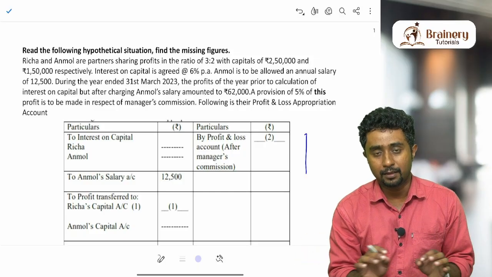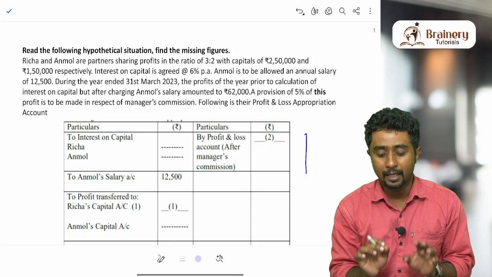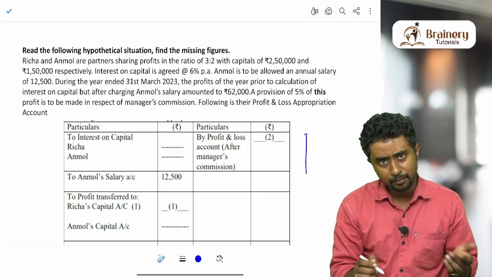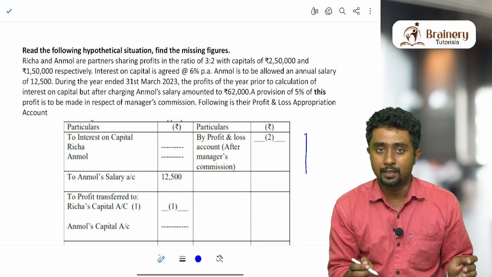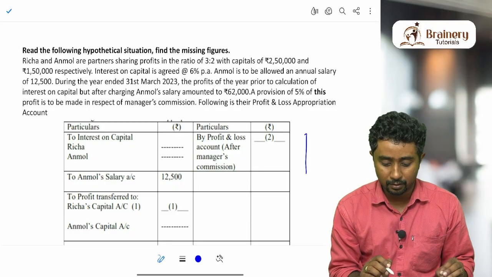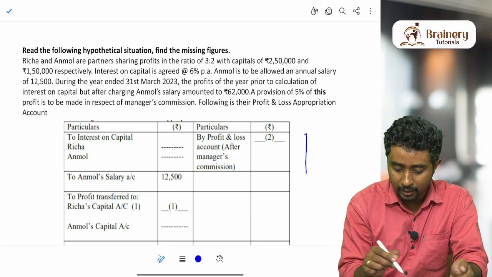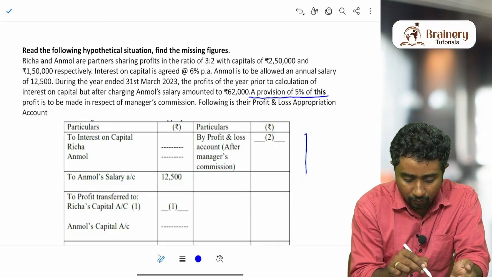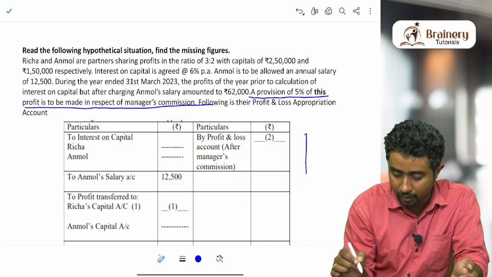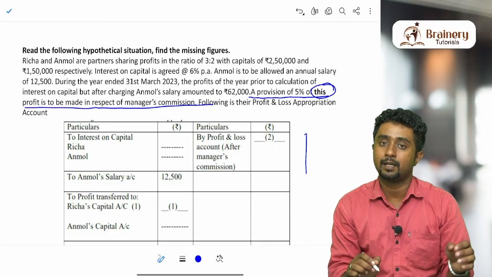Here that method itself is not specified in the question. They are specifying only one thing. Some situations it can happen like this also. It need not be always after charging such commission, before charging such commission and all. Sometimes they will say like this. Like here what did they say? A provision of 5% of this profit is to be made in respect of manager's commission.